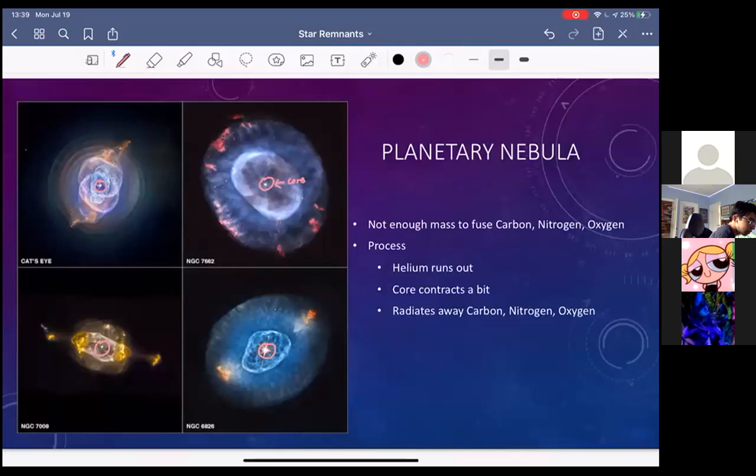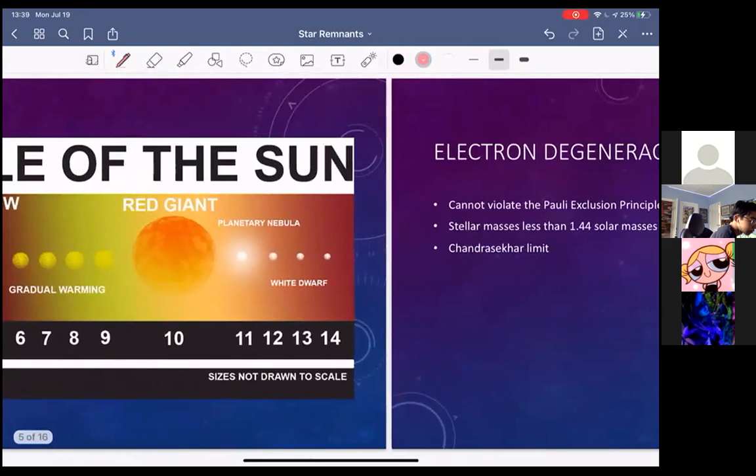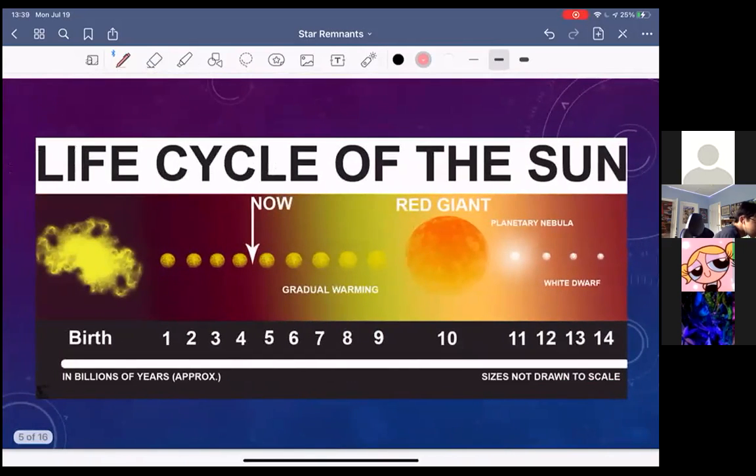And what is that core? That core is our white dwarf, right? And we're going to discuss what a white dwarf is. So this is also a graph, an illustration we pulled up last time, which is kind of demonstrating what the life cycle of the sun is.